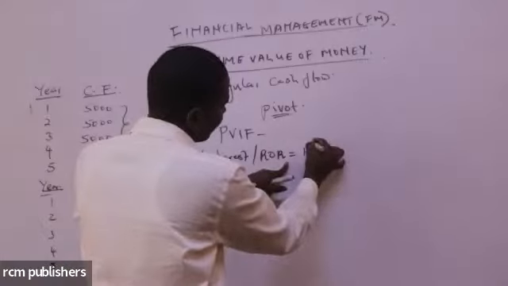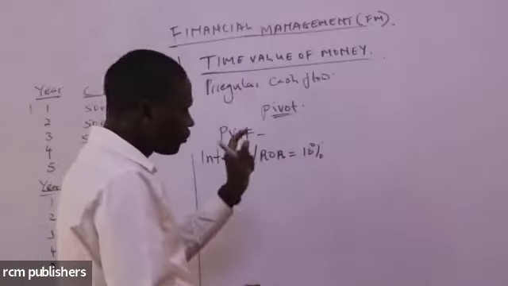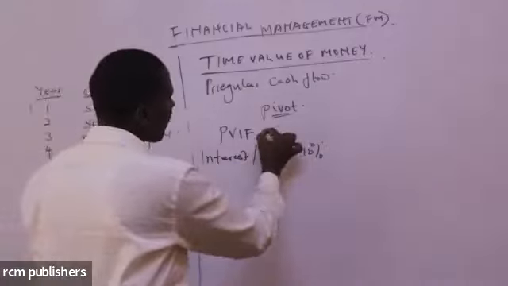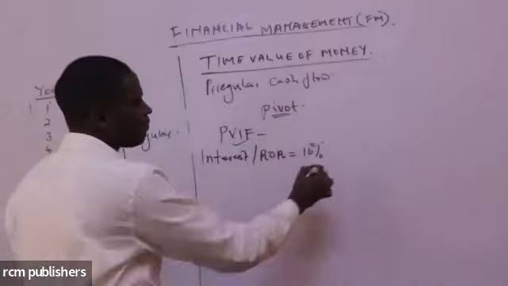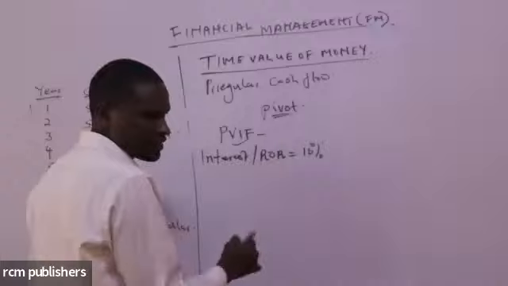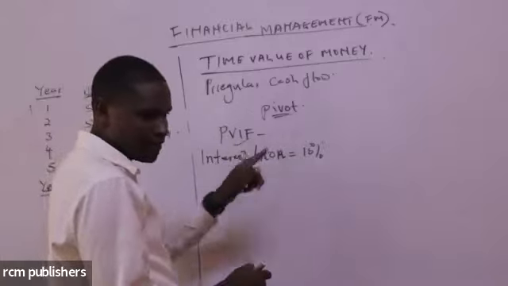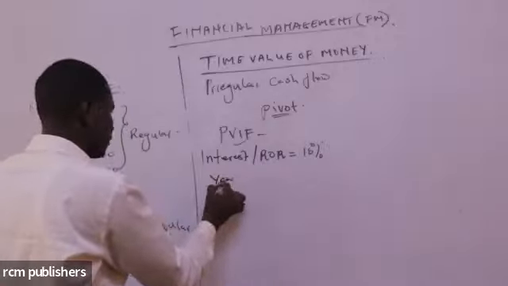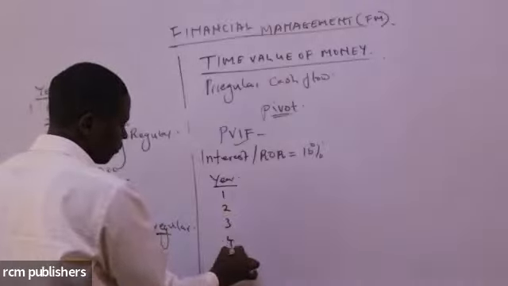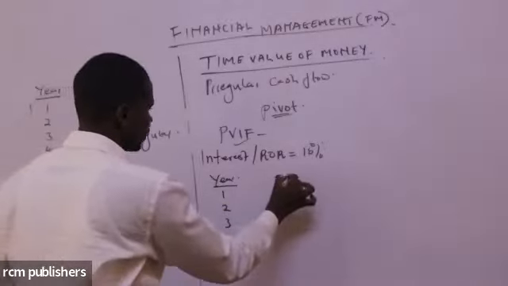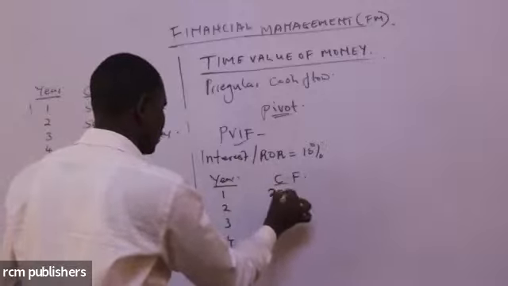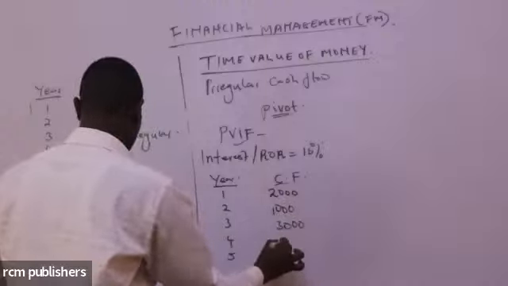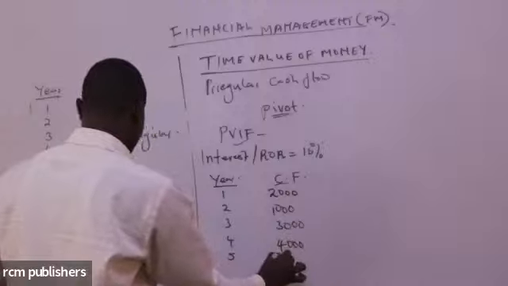Now, assume that the interest rate or the rate of return is 10%. And I want to get the present value of this type of cash flow. I'm going to use the PV 10%, the present value interest factor. So simply, you come and duplicate this. Here, 1, 2, 3, 4, 5. And the cash flow here, I have 2,000, 1,000, 3,000, 4,000, 5,000.